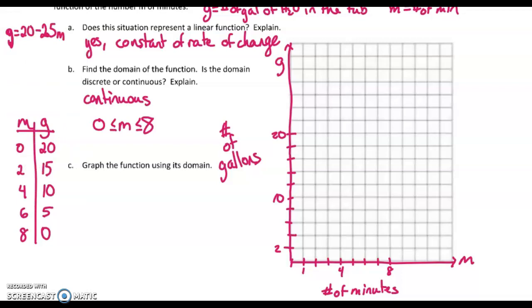All right, so at 0 minutes, there's 20 gallons. At 2 minutes, there's 15, which is halfway between 14 and 16. All right, at 4 minutes, we're at 10 gallons. At 6 minutes, we're at 5, which would be between 4 and 6. And at 8 minutes, we're at 0. All right, and then we need to connect them because it's continuous, so that means that you need to draw your line on. And that's our graph.